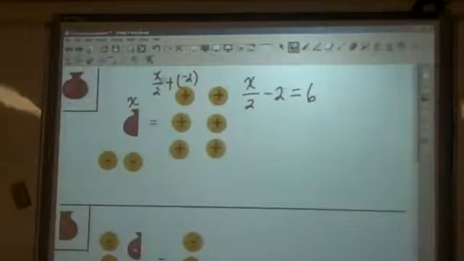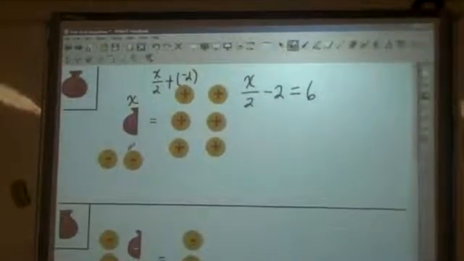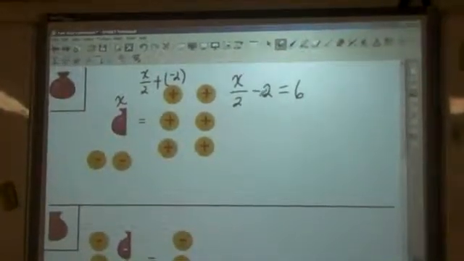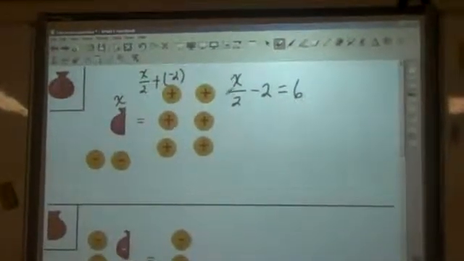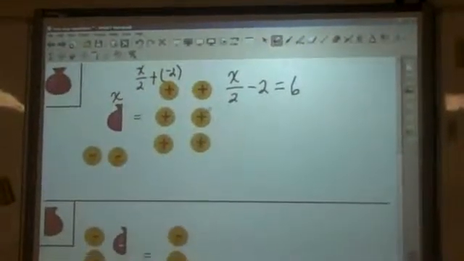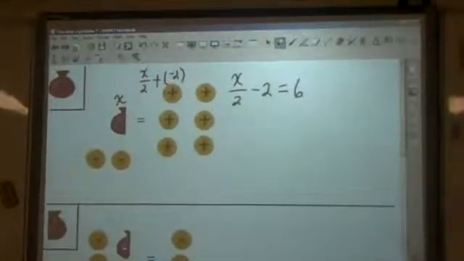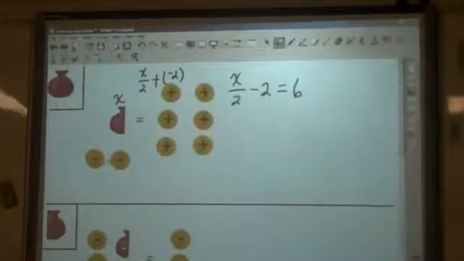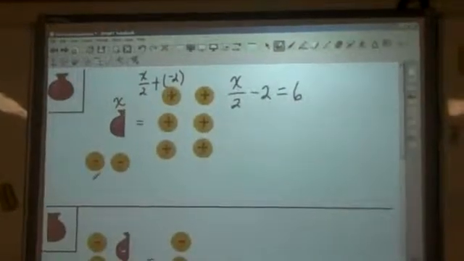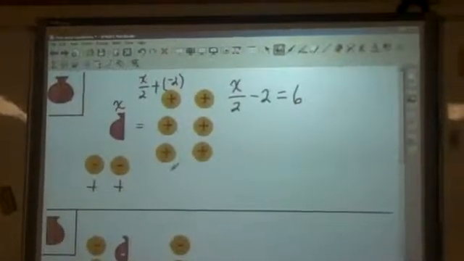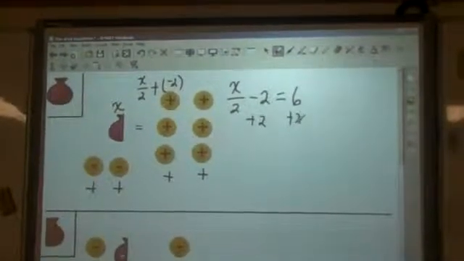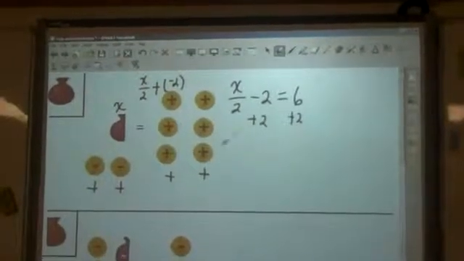So I still have a bag divided in two parts and two negative coins. But we're just going to go ahead and write it like this to make our problem easier. Okay, so remember the object is to find out what x is, and I'm going to try to balance out these coins so I can have this bag by itself. Well, if I take two negative coins away from here, I don't have any negative coins here to take away. So I'm going to add in two positive coins. And remember, whatever I do to one side, I must do to the other. The inverse of subtract 2 is add 2.